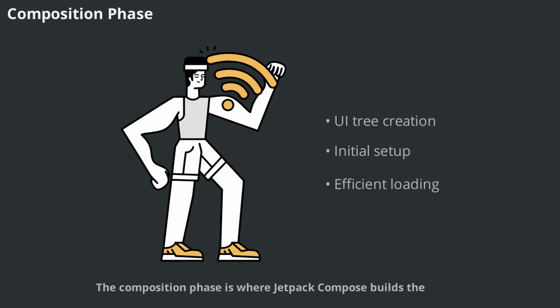Composition phase is where Jetpack Compose builds the UI tree by evaluating composable functions and creating UI elements. This phase happens once for a given part of the UI, unless it needs to be recreated. Once composed, the UI stays on the screen until it's updated or removed. This initial setup establishes the view structure and prepares the UI for dynamic updates based on state changes. Efficient composition ensures that your app loads quickly and displays the correct initial layout.